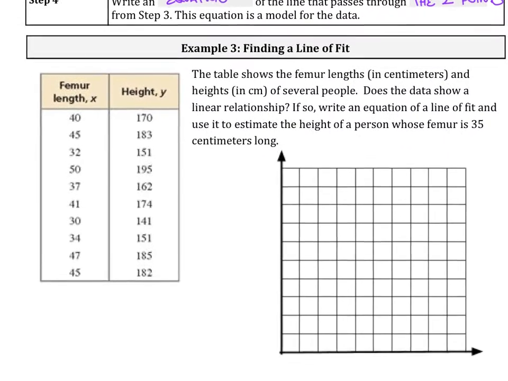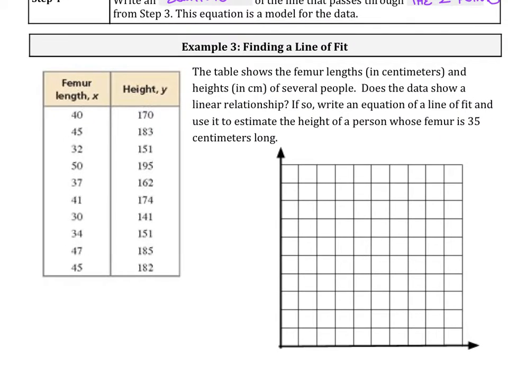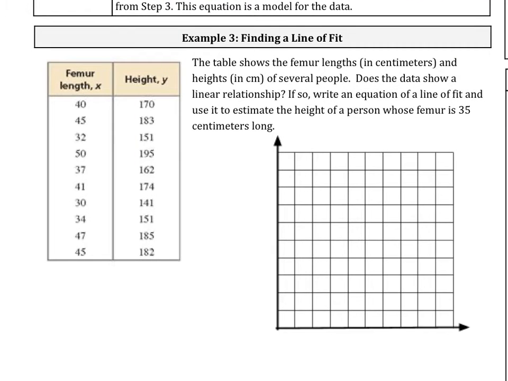So let's find a line of fit. The table shows the femur lengths in centimeters and heights in centimeters of several people. Does the data show a linear relationship? And if so, write an equation of a line of fit and use it to estimate the height of a person whose femur is 35 centimeters long. So first, we're going to create a scatter plot.